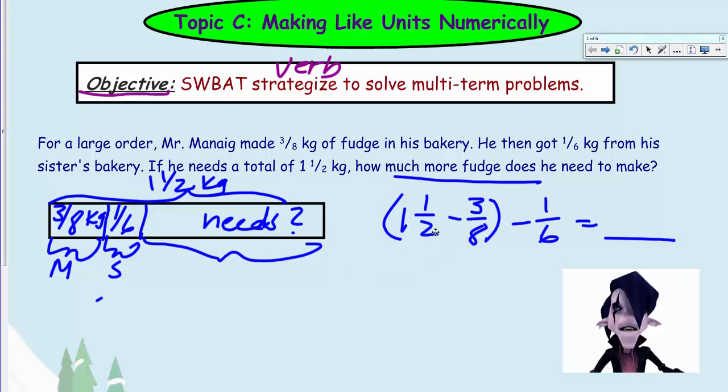Now we can go ahead and subtract here by getting a common denominator. 1/2 we know is the same as 4/8, correct? And these are ones we can do mentally now rather than writing out our common denominator every time.